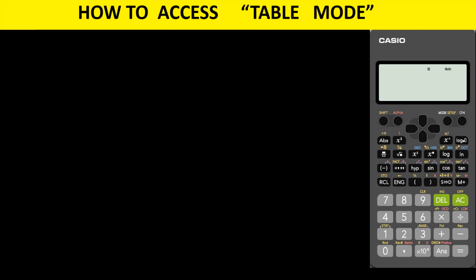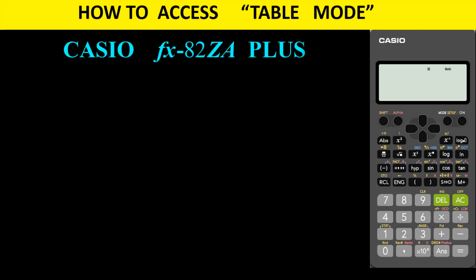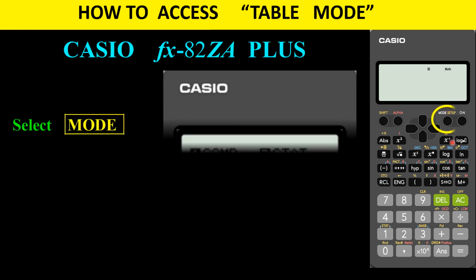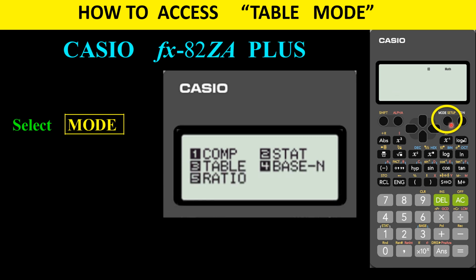I'm going to start now showing you on your Casio Fx82ZA Plus how to access the mode function. You have to select mode. As you can see, there is mode there. You touch on mode, and you'll see this screen appearing on your calculator.